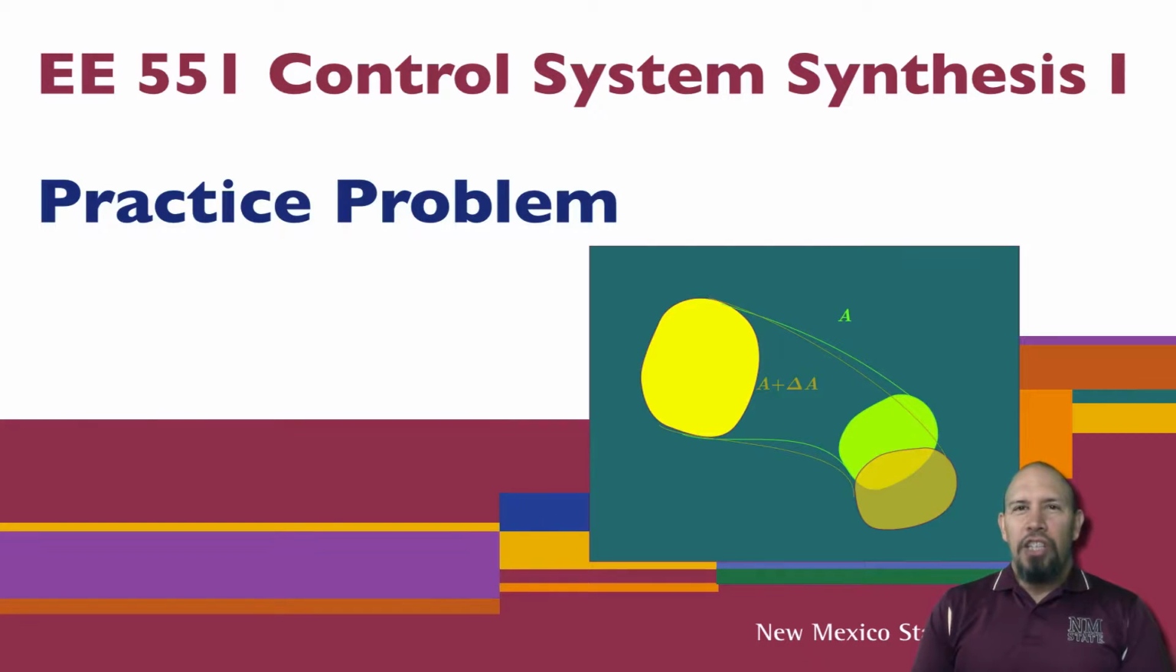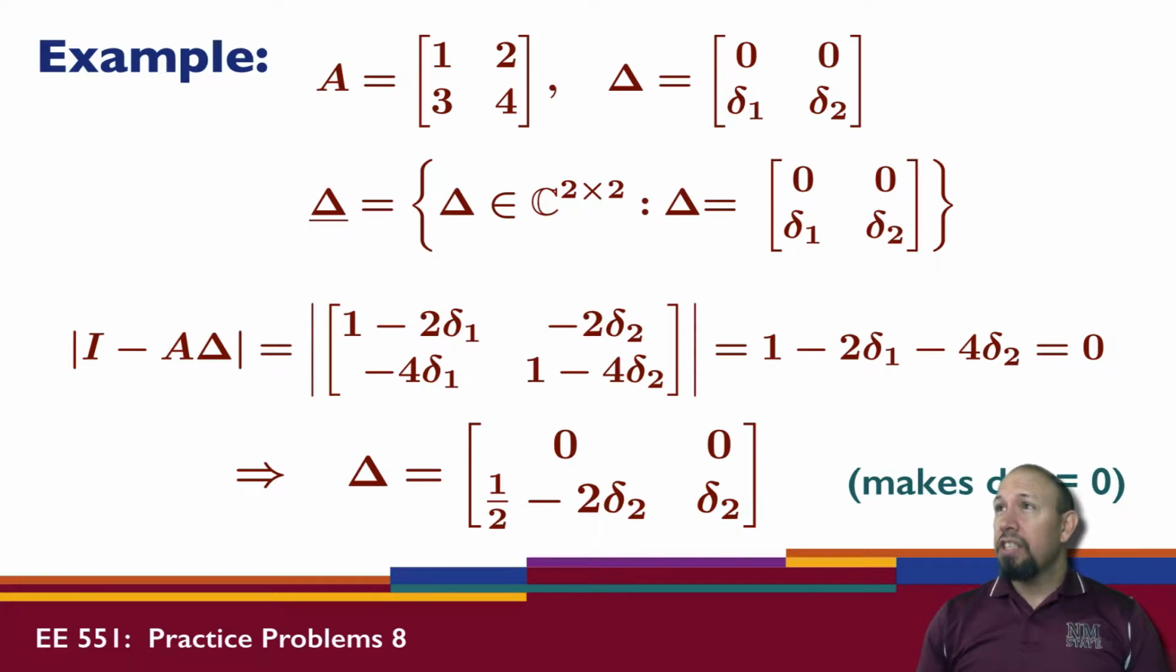All right, we're going to move on to talk about practice problems. And here we're primarily going to be looking at problems related to the structured singular value. It's difficult to understand the thing in general, so we're going to look at it in some specific concrete examples. All right, so in this case, I have this matrix, 1, 2, 3, 4, obviously a contrived example.